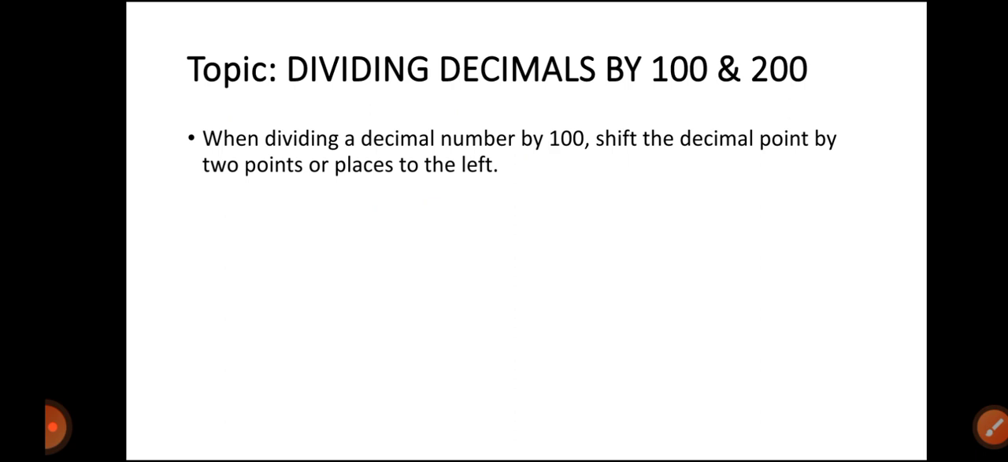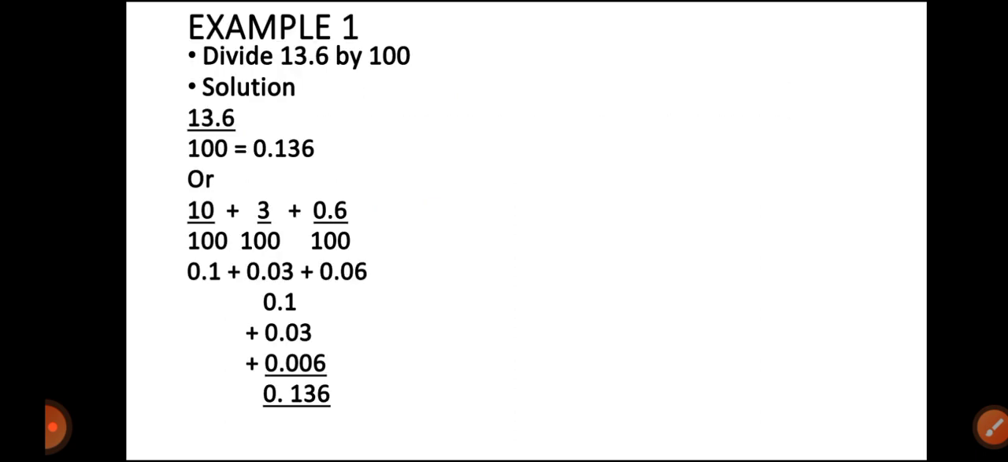It's not something you have to stress yourself over. Once you shift the decimal point by 2 places to the left, you have gotten what you've been looking for. Now let's look at this example 1. Let's divide 13.6 by 100. We have seen that 13.6 divided by 100, the answer is 0.136.